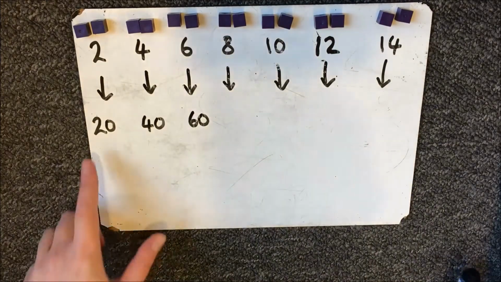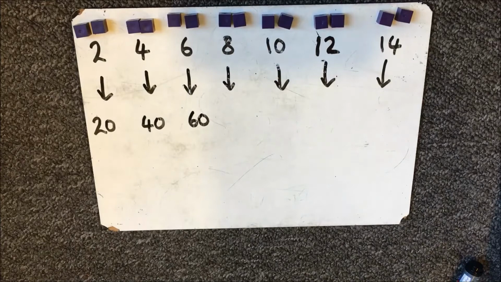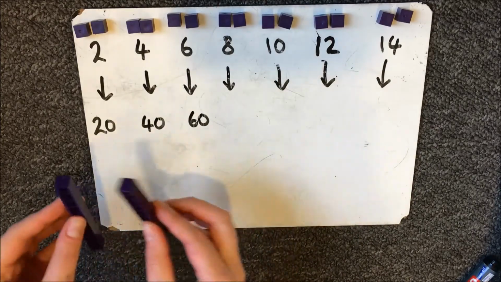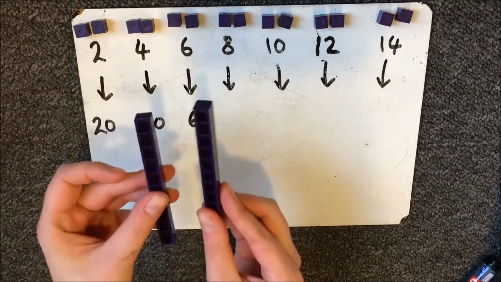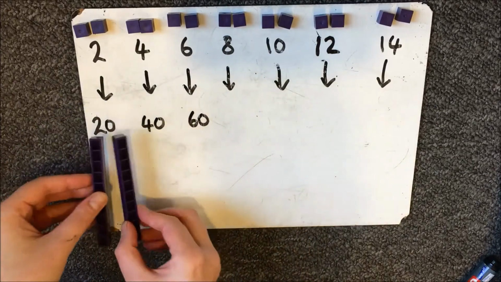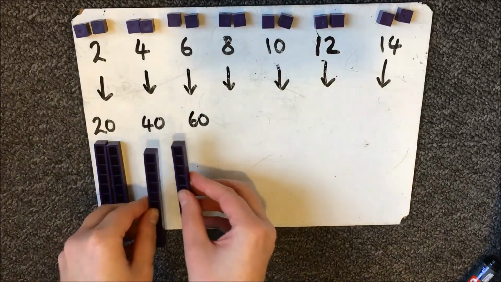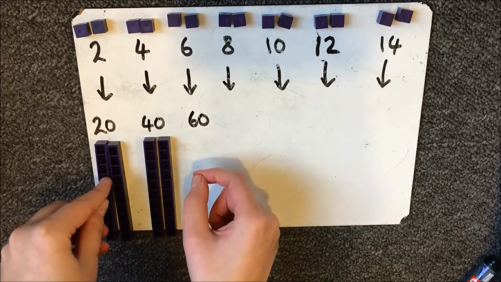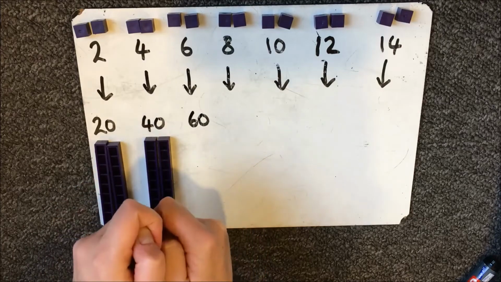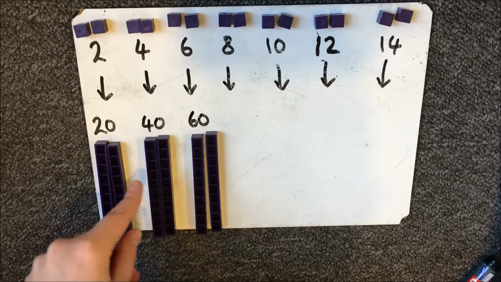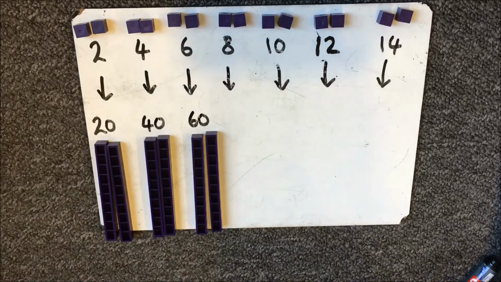Now, counting in 20s is trickier because it's a bigger number. So I'm going to use my Deans to help me, and then we're going to work out the pattern again. So if I'm counting in 20s, I need 2 10s. 10, 20. Okay, now I need another 2 10s. I'm now on 10, 20, 30, 40. Again, another 2 10s. I've now got 10, 20, 30, 40, 50, 60. Do you notice what the pattern is?